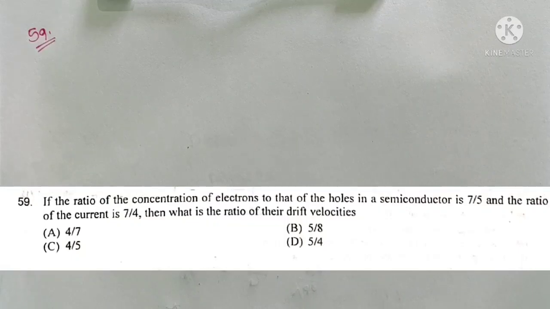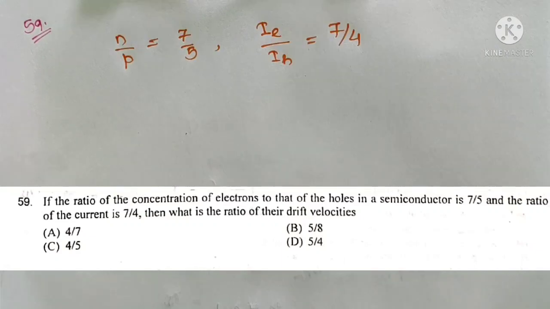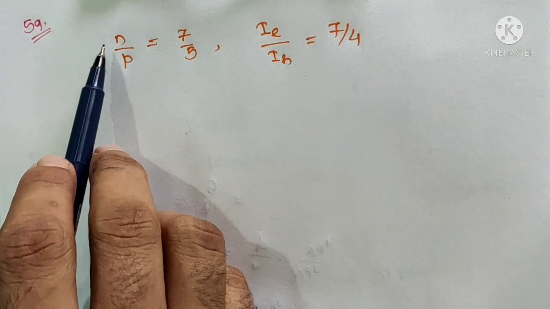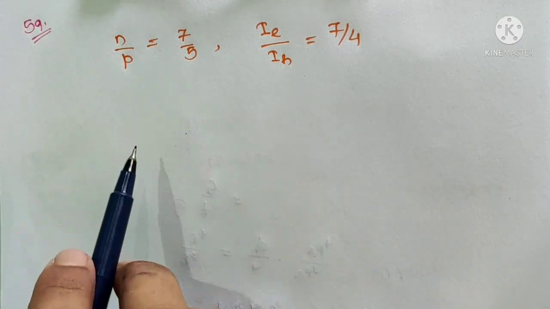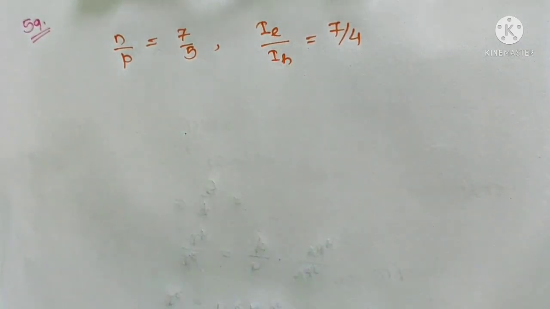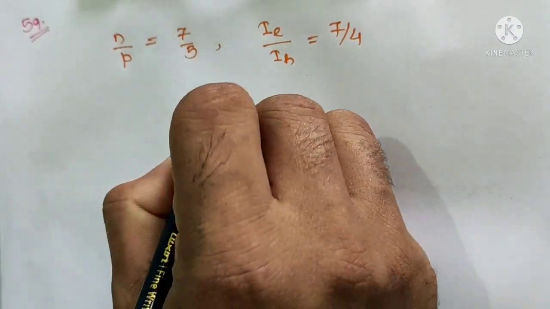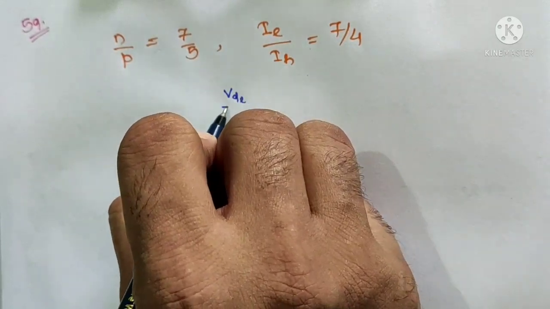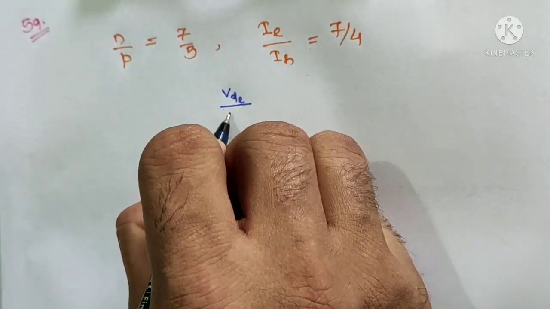Question number 59. If the ratio of the concentration of electrons to that of the holes in a semiconductor is 7 by 5 and the ratio of the current is 7 by 4, then what is the ratio of their drift velocities? Ratio of concentration of electron to that of hole is given, that is 7 by 5, and ratio of their current is given. Now we have to find ratio of their drift velocities, that is drift velocity of electron to the drift velocity of hole.